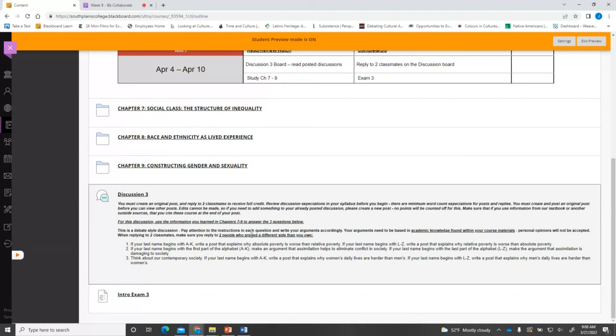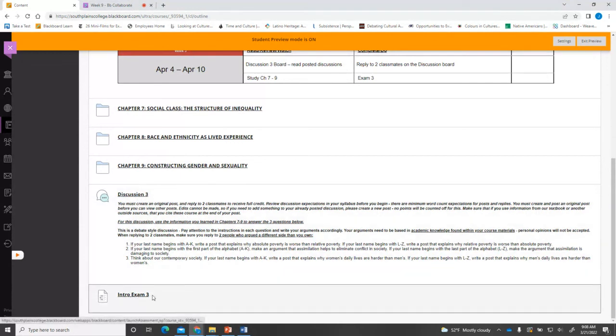The other thing that I want you to pay attention to is when you reply to 2 people, reply to 2 people who argued a different side than your own. Okay, so if you were A through K, when you reply to 2 people, you need to find someone with the last name L through Z that argued a counterpoint. Okay, all 3 questions are arguments. And so please pay attention. You need to create an original post, and then you need to reply to 2 people.